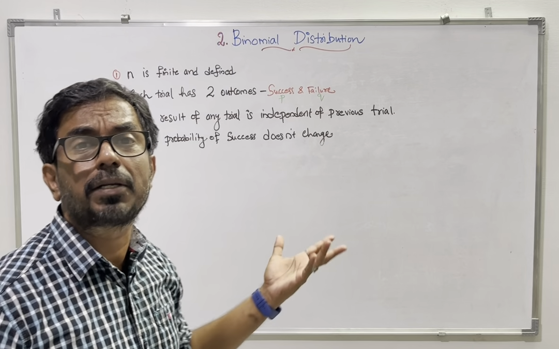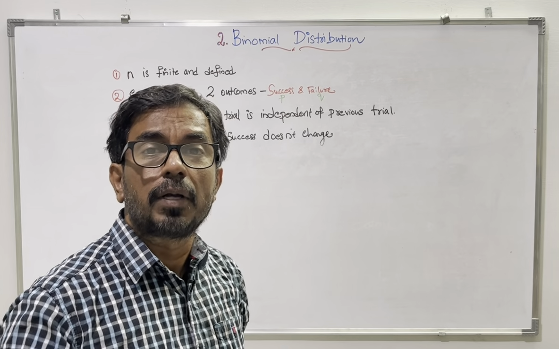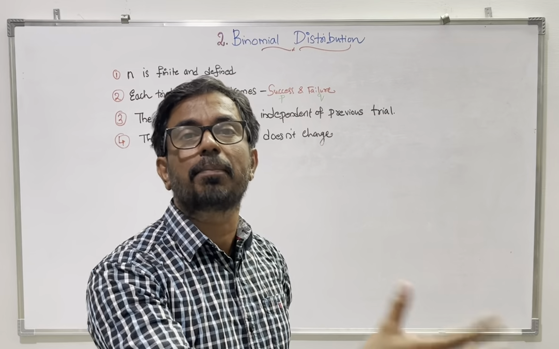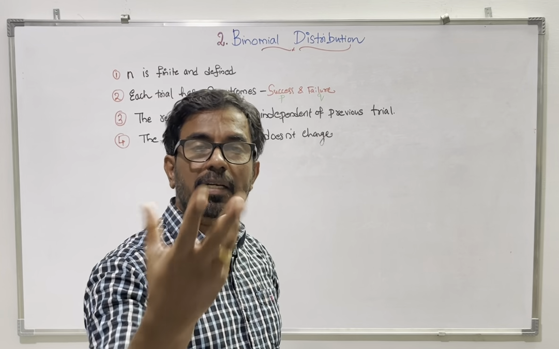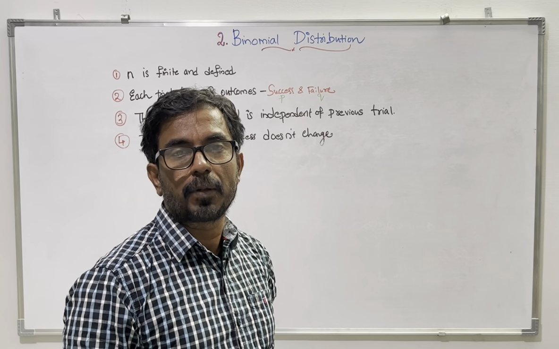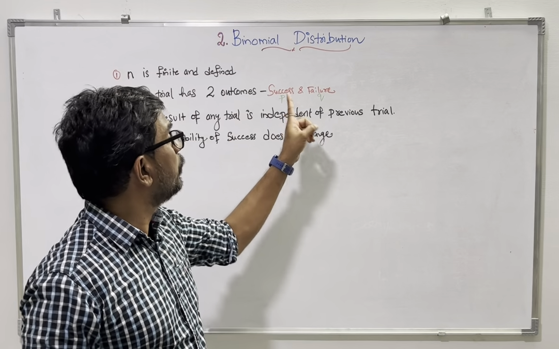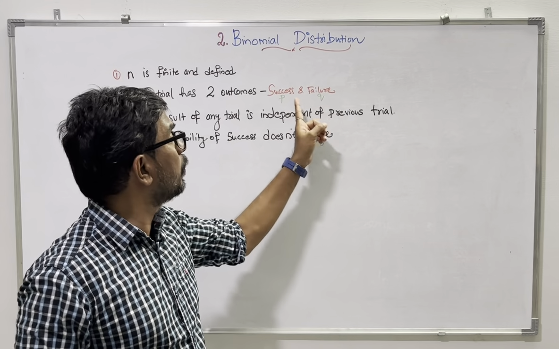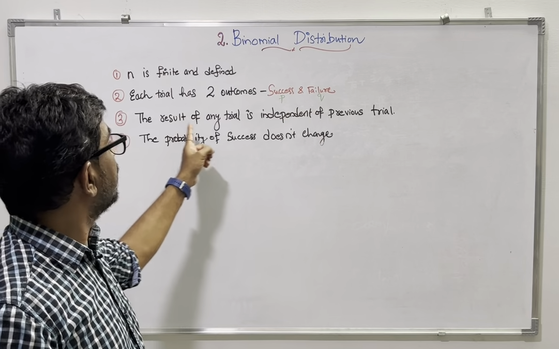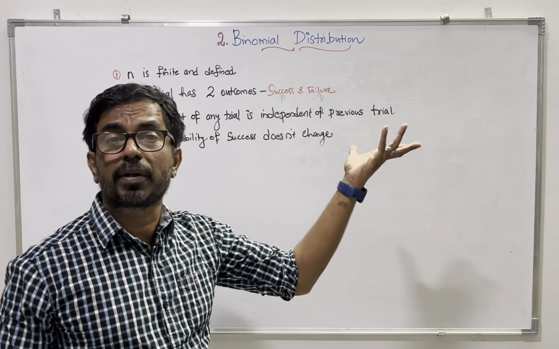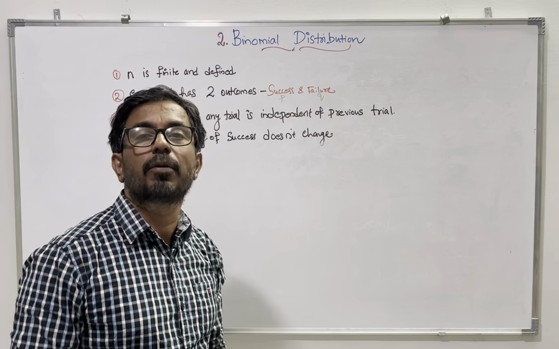Success doesn't mean that it should be a positive thing. Sometimes it is negative things. You will see some cases of selecting eggs, good eggs and bad eggs. If you are looking for selecting a bad egg, then the success is getting a bad egg only. So it doesn't literally mean success and failure. What you look for is success. What you don't look for, or the opposite part, is the failure. And the result of any trial is independent of the previous trials. The probability of success doesn't change. Therefore, probability of failure also doesn't change.